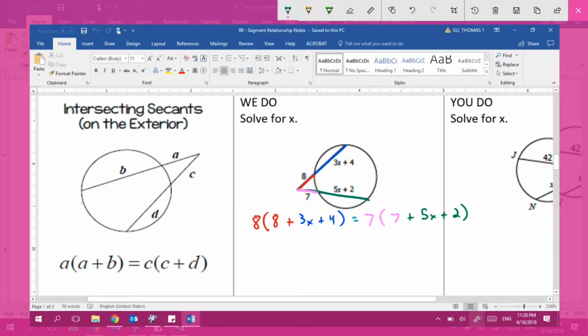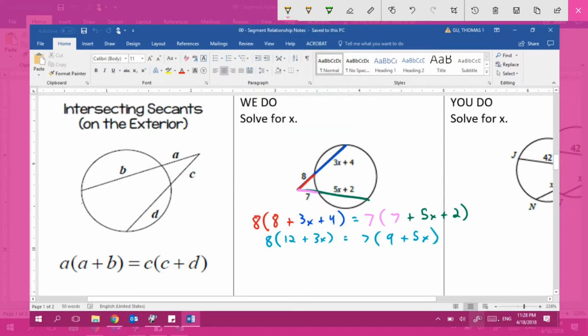So we need to simplify all our terms first. Inside here we have 8 + 4, so we're going to have 8 times, inside the parentheses, 12 + 3x. And then my other side, we've got a 7 plus a 2 inside, so we're going to simplify that to 9 + 5x.